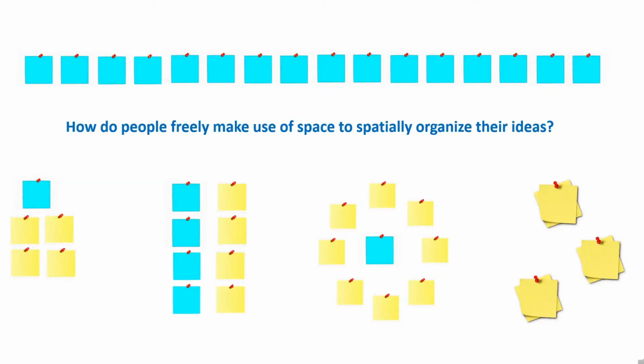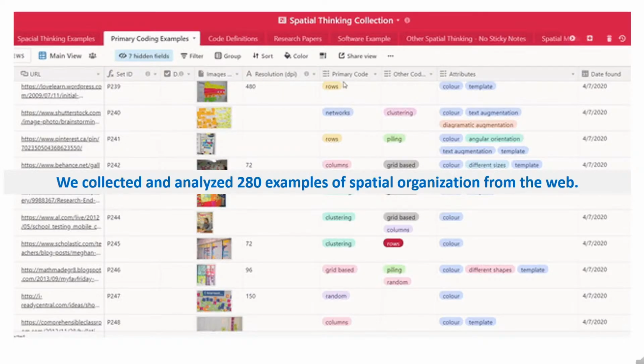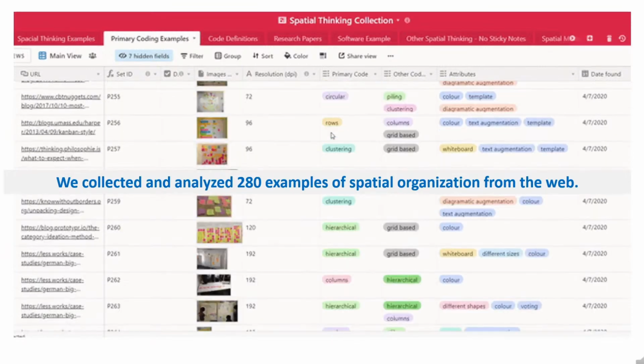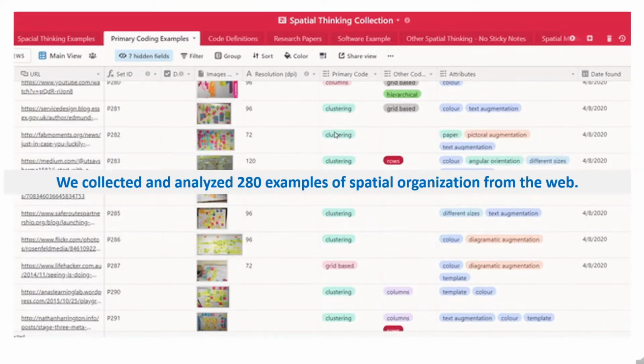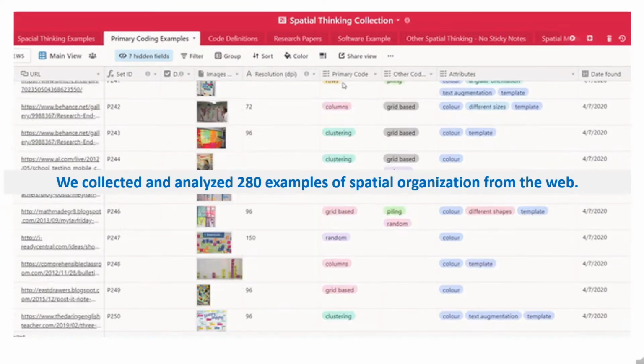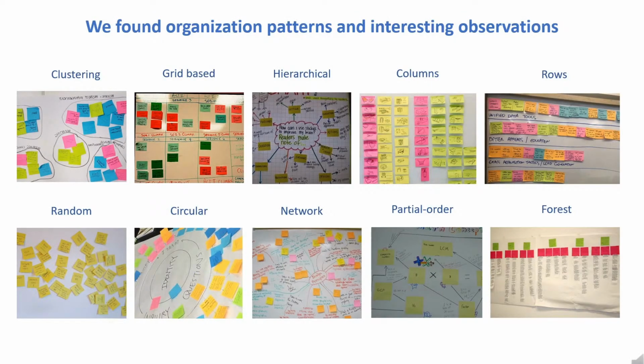How do people really make use of space to spatially organize their ideas? To answer that, we collected 280 images from the web, which came up by searching keywords such as brainstorming. And we found spatial organization patterns and interesting observations about how people make use of space.